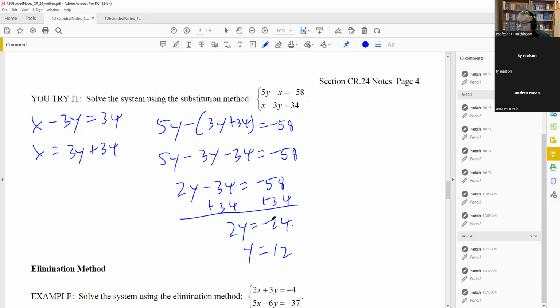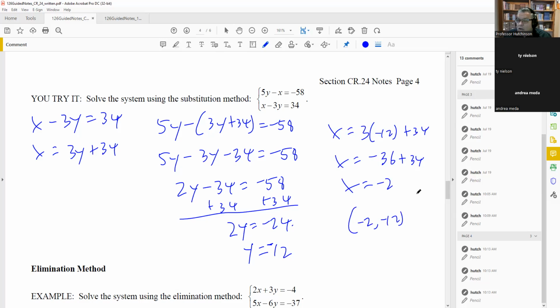Okay, so now we have y equals negative 12, and we're going to put this into the x. So we have x equals 3 times negative 12 plus 34. We have negative 36 plus 34, so you're going to get negative 2. So negative 2 and negative 12 is what you're going to get for this one. Okay, so that would be your answer on that.